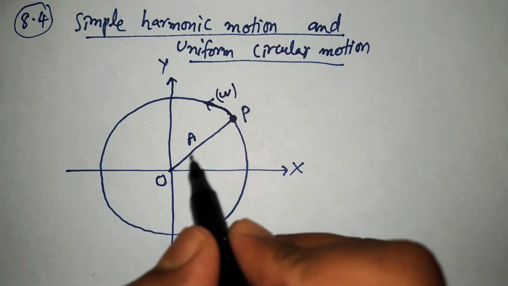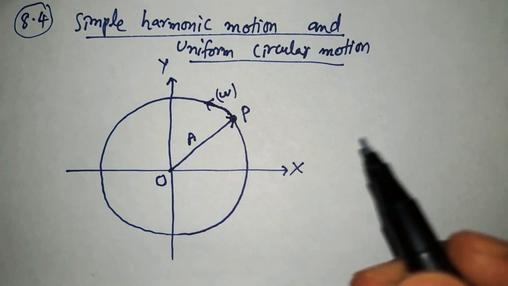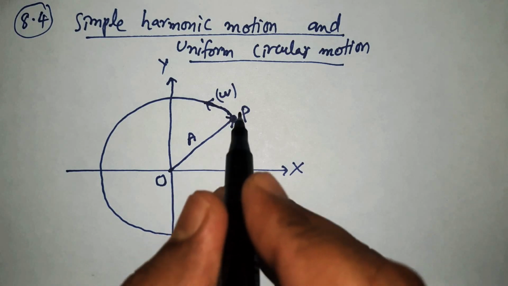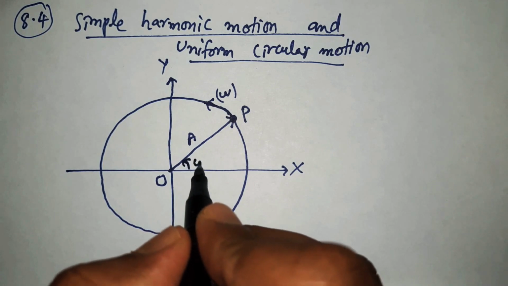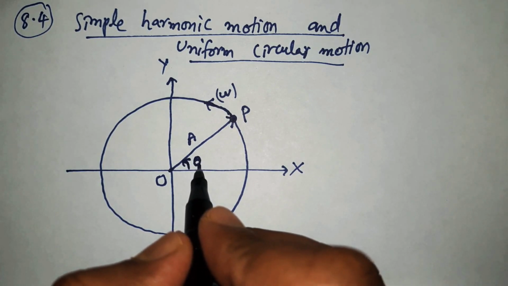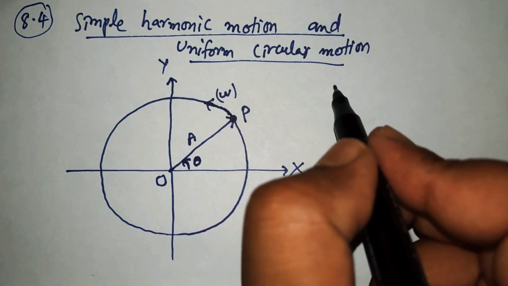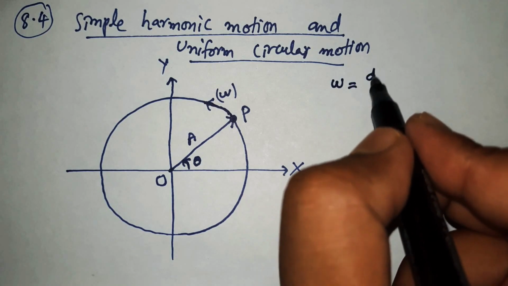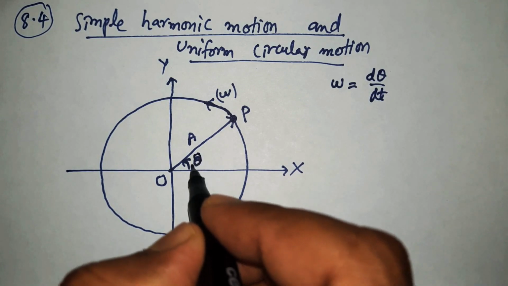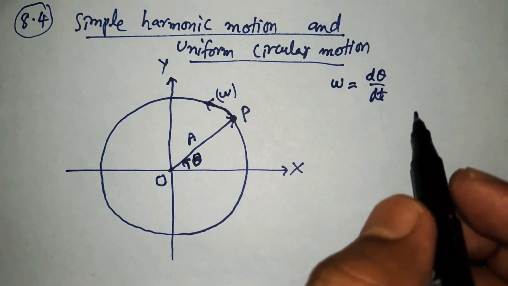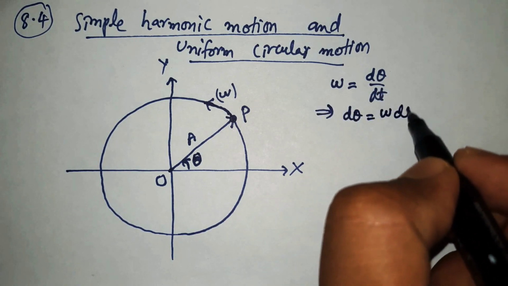So here the position vector of particle P is OP bar. Here OP bar makes an angle with x-axis, that is theta. How can we find the theta value? By the definition of angular velocity, omega is equal to the rate of change of angular displacement d theta by dt. So d theta can be written as omega into dt.